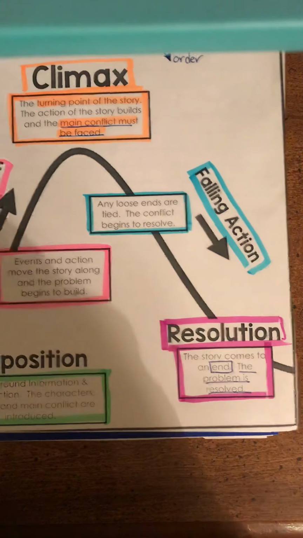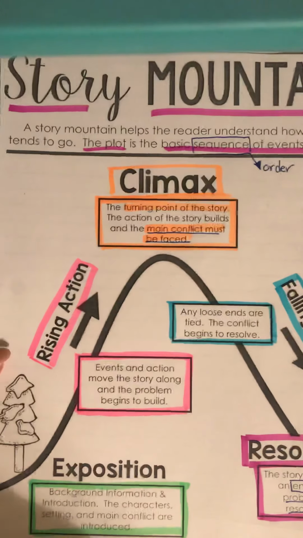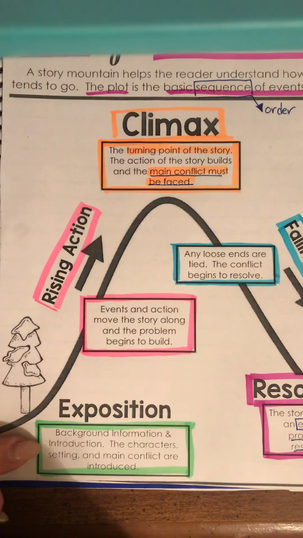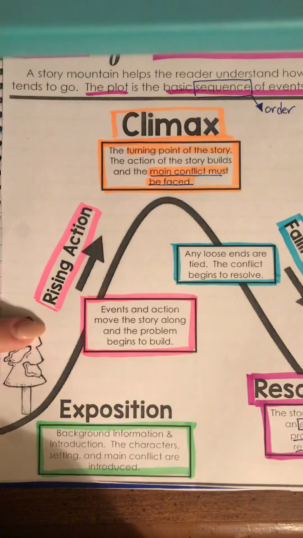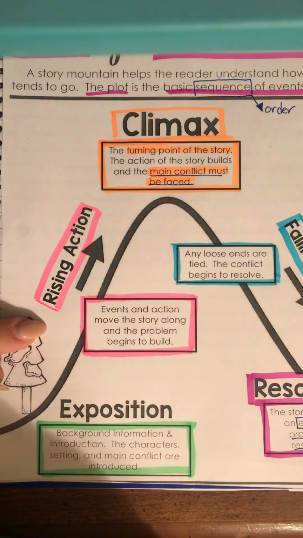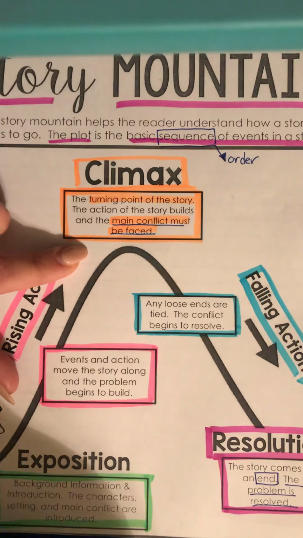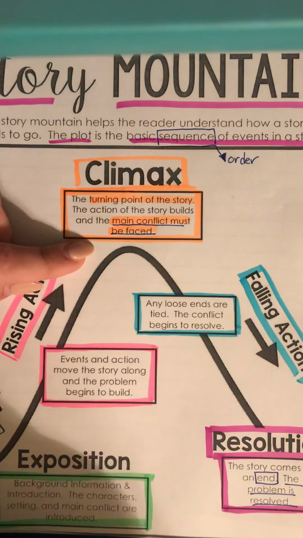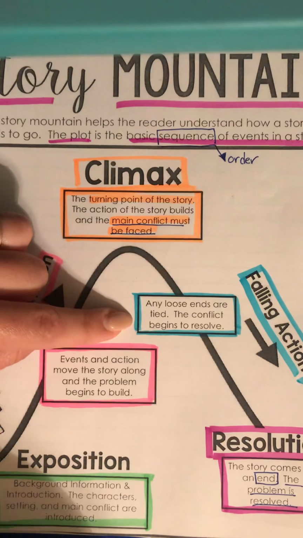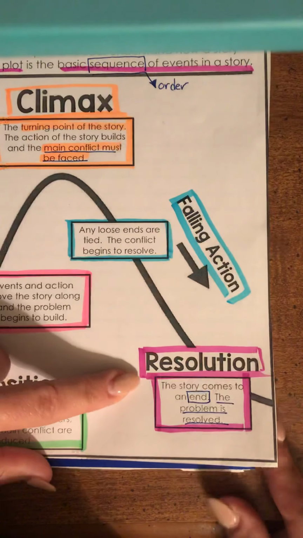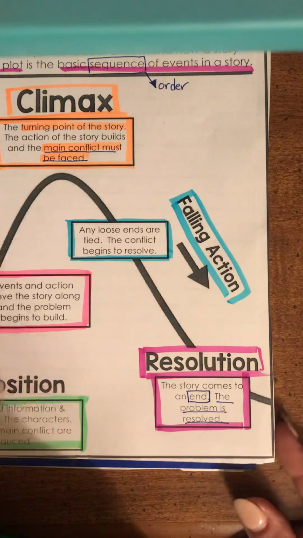All right, friends, we did an awesome job on our Story Mountain today. We learned about the exposition, that is the background information and introduction. We talked about our rising action, where the events and action move the story along and problems begin to build. We talked about the climax being the turning point of the story and where the conflict must be faced. And then we also talked about the falling action, where any loose ends are tied. And finally, we come to the resolution where the problem is solved.